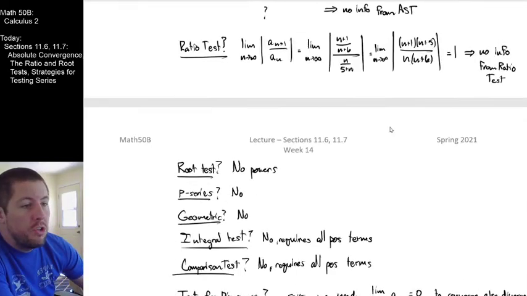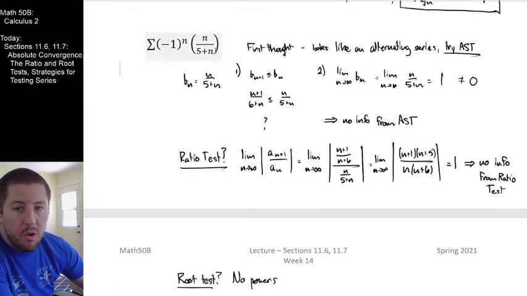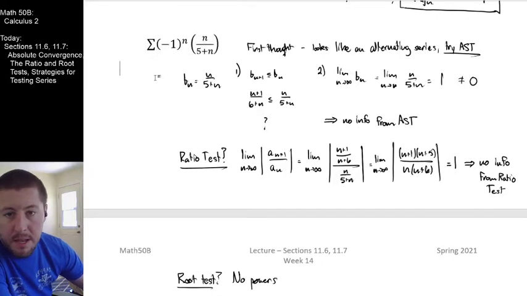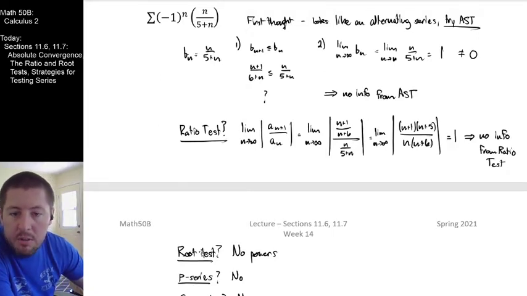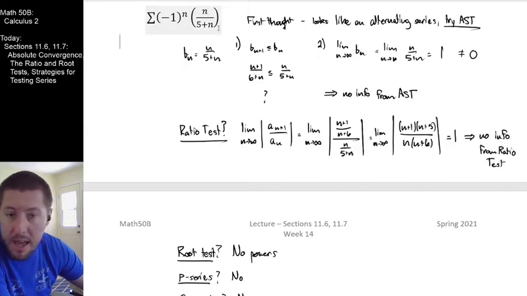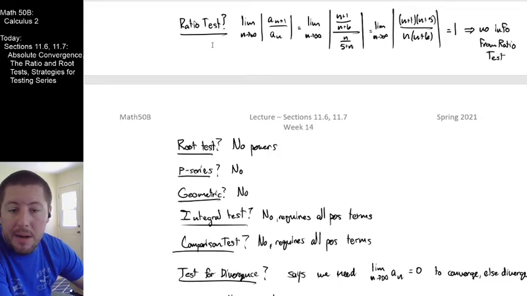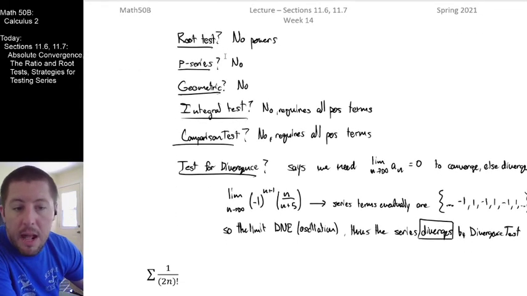So you should have all of these tests available to you. We're trying them in the most sensible order. I think this is the smart way to go through this, what we just did right here. AST is absolutely what I would think to try first because I see it's an alternating series. Then I think I can do some algebra. I'm pretty good at algebra, so the ratio test is good. Root test didn't even seem reasonable because nth powers aren't going to be reasonable to take right here. Or sorry, nth roots. P-series, geometric, it's not of those forms. Integral and comparison tests didn't meet the requirements. Test for divergence was really the only thing we had left, and it turned out that it did actually work for us right there.